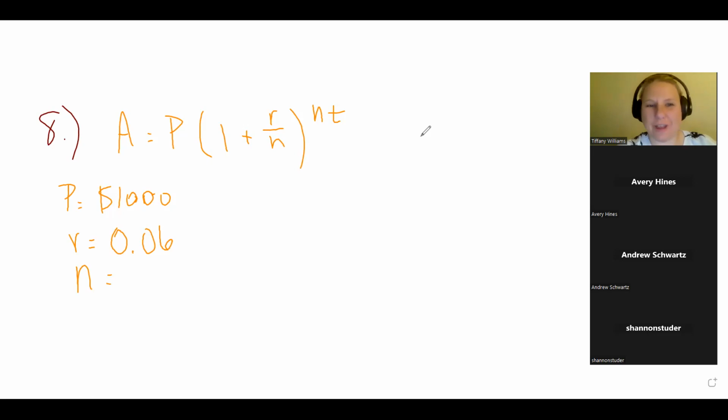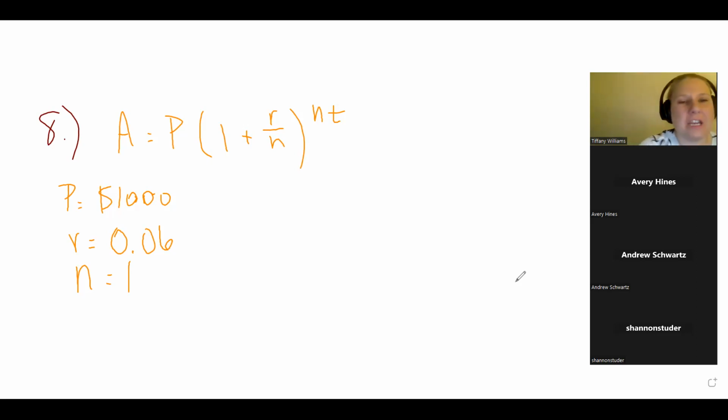Yep, Trevor, you're exactly right. It would be 1. So our N would be 1 because we're compounding once a year. If it said quarterly, our N would be 4. If it said monthly, our N would be 12. If it said daily, our N would be 365. So that's where the N comes into this.